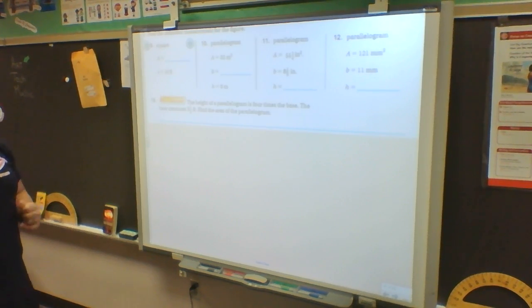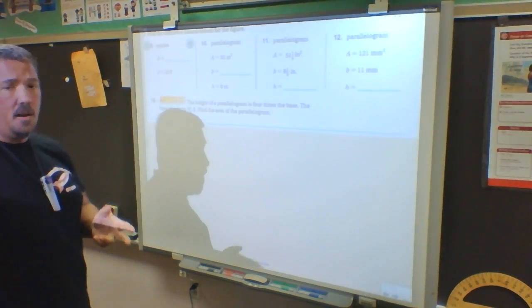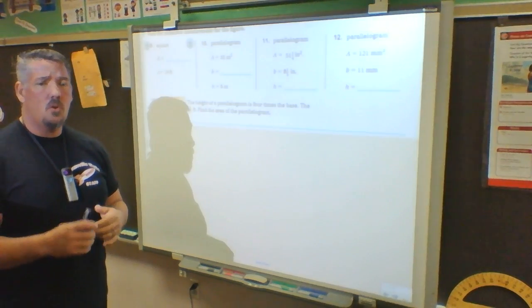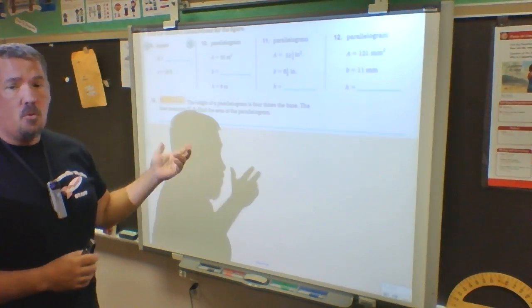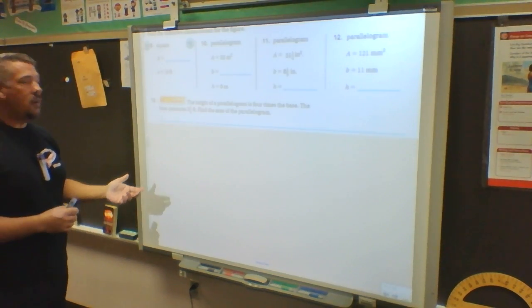Now these look a little different. Why do these look a little different? Where's my shape? Well, they're going to try to confuse you, but they're also going to see if you understand how the formula works. I don't need a shape drawn in order to figure out what the area is or what a missing side is.